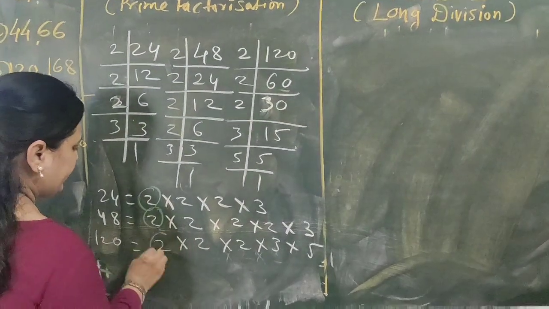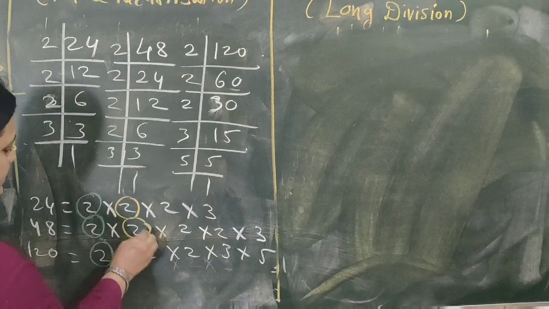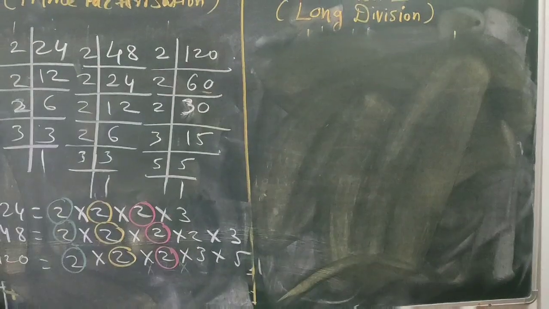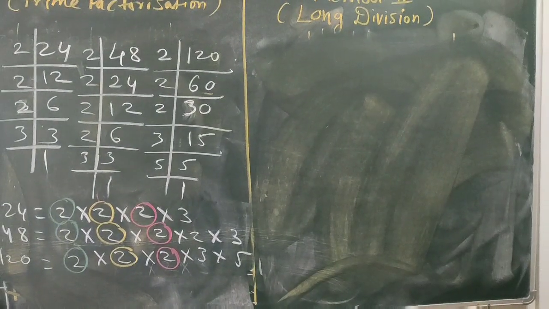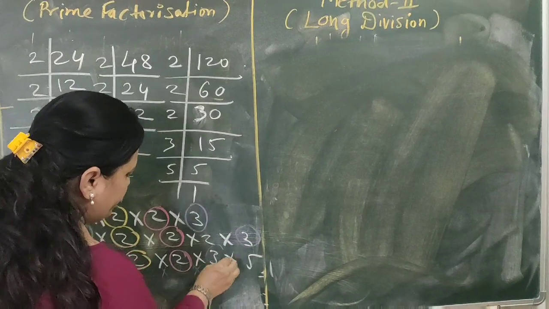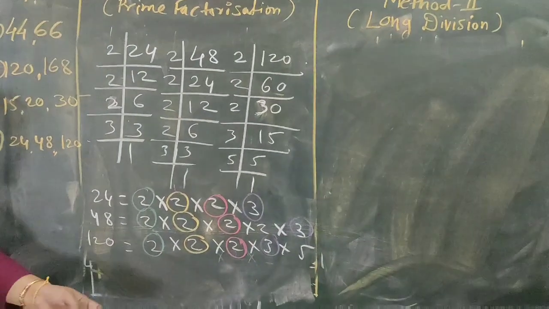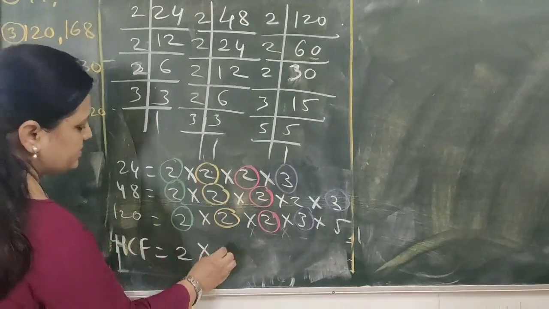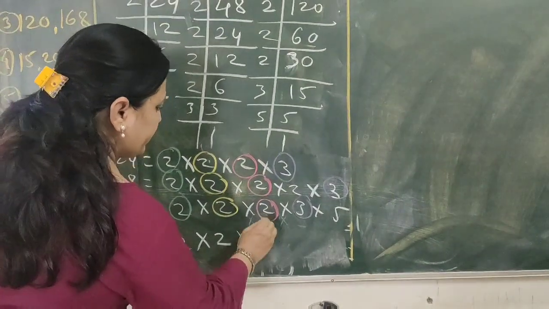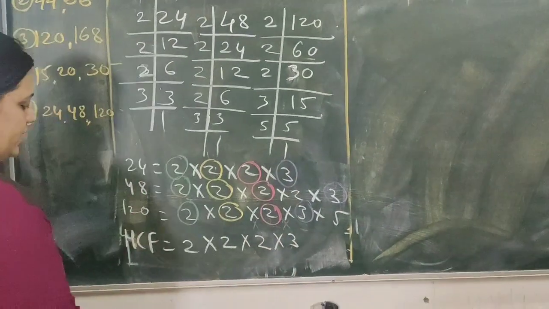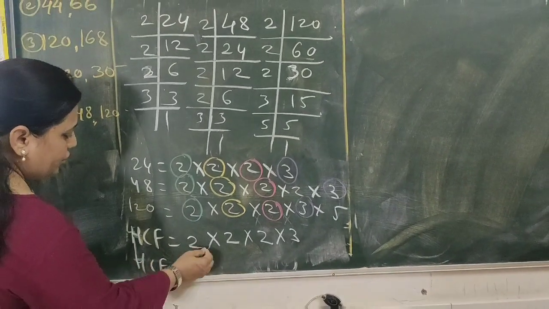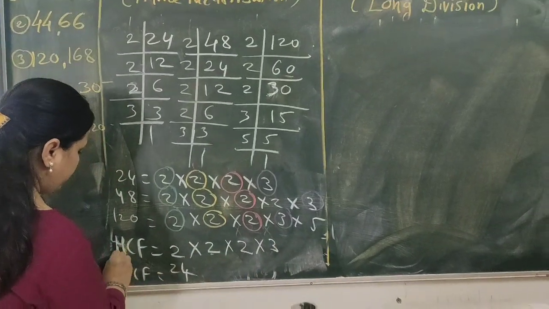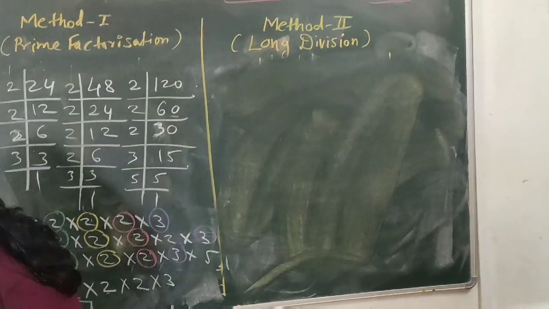So this 2 is the common factor. This second 2 is the common factor. Now this third 2 is also a common factor, and this 3 is a common factor. Okay children, so this SCF is equal to this first 2, then second common factor 2, third common factor 2, and last common factor 3. So what is SCF? 2 2s are 4, 4 2s are 8, 8 3s are 24. So 24 is our SCF.